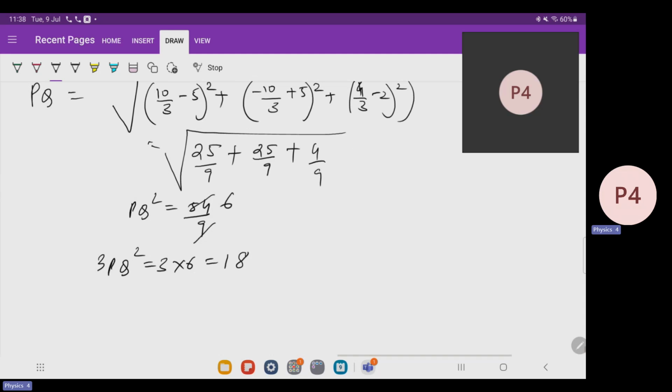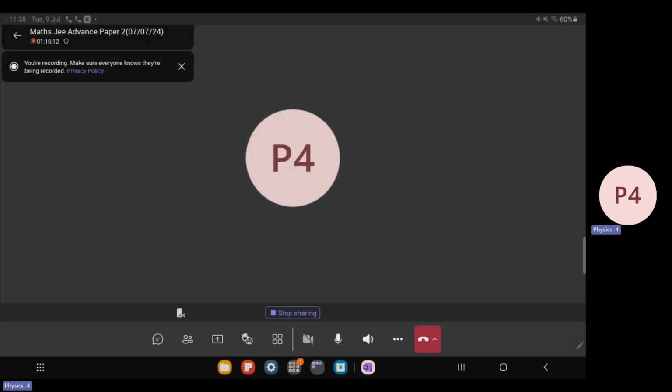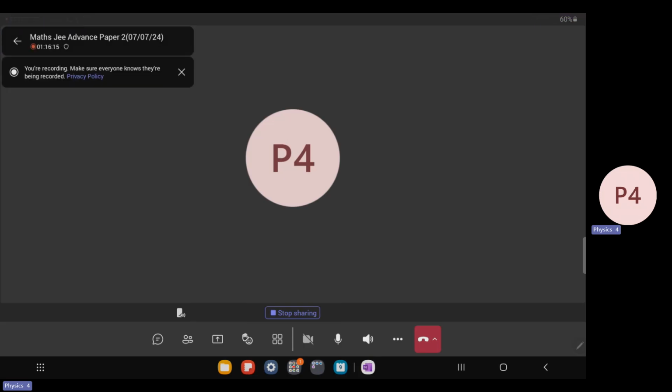So this was question number 51. This was the last question. So this was Advanced Paper 2 Maths. I hope you all understood.